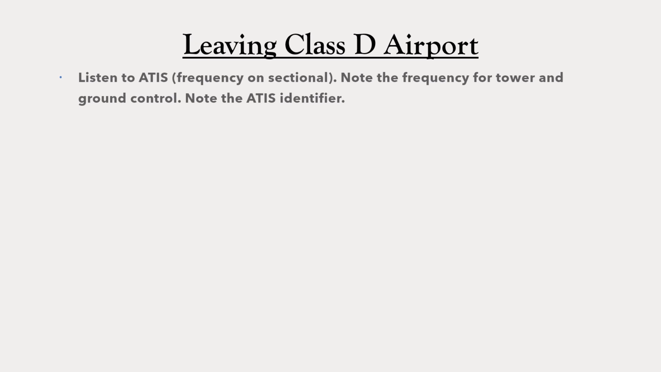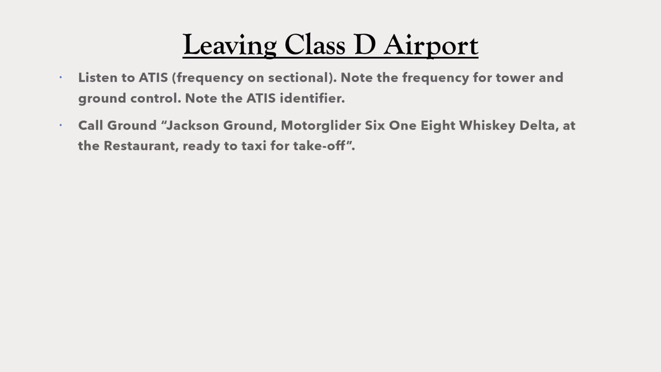When you're leaving a Class D airport, you sort of reverse this process. You listen to the ATIS. It will tell you the frequencies you're going to need to work with. And again, you note that identifier. It might have been updated since you got there because they update them about once an hour.